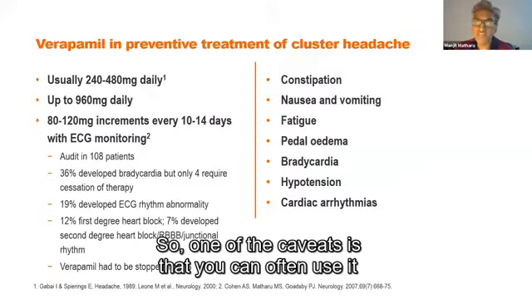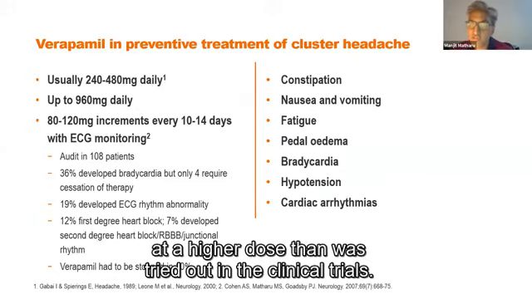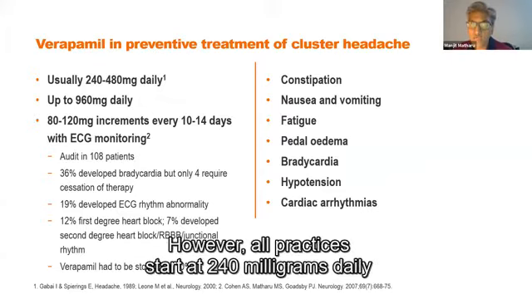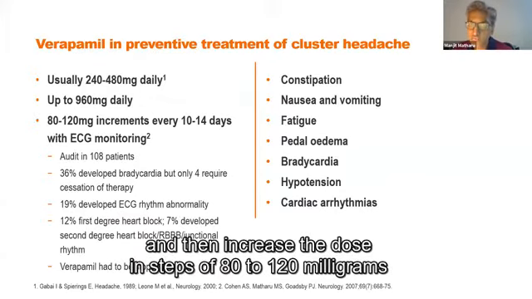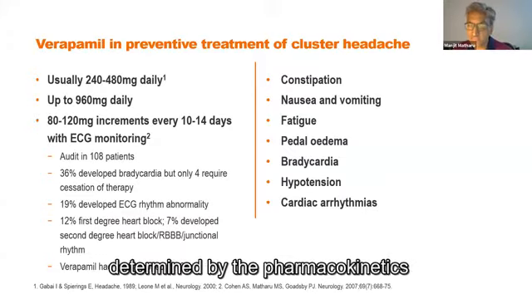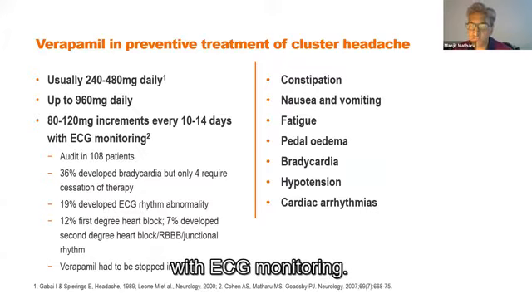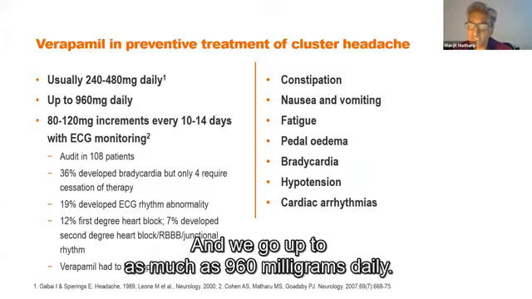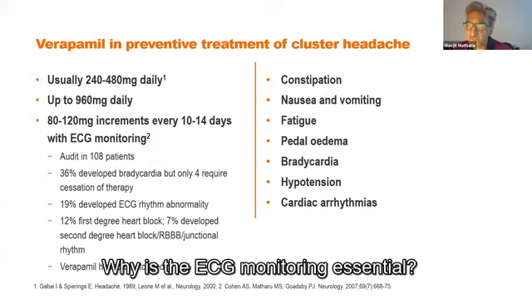How do you use verapamil? So one of the caveats is that you can often use it at a higher dose than was tried out in the clinical trials. Our own practice is to start at 240 milligrams daily and then increase the dose in steps of 80 to 120 milligrams every 10 to 14 days, determined by the pharmacokinetics with ECG monitoring. And we go up to as much as 960 milligrams daily. Why is the ECG monitoring essential?